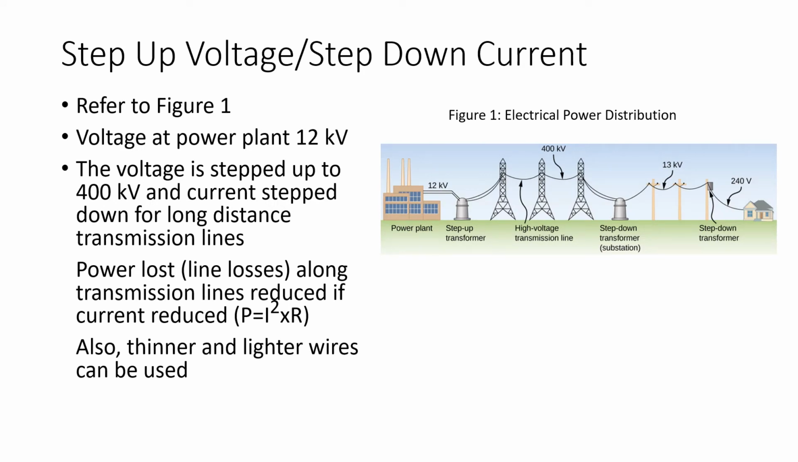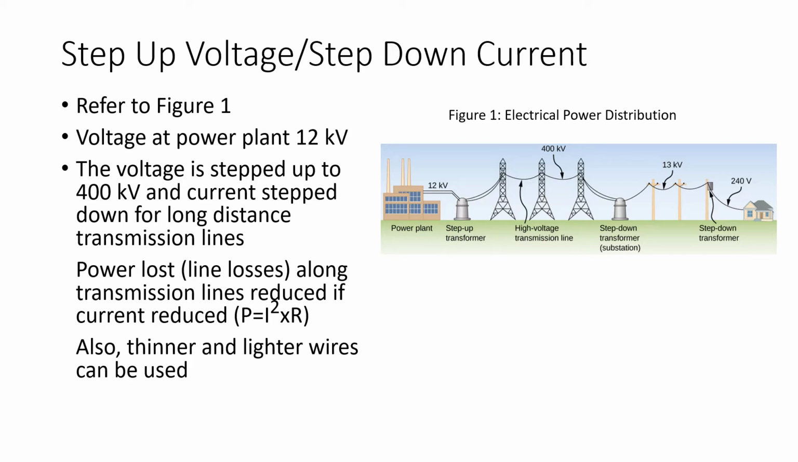Now, referring to figure 1, we see the generation of electrical power at the power plant, a step-up transformer, a step-down transformer, and another step-down transformer. And again, this provides us a good illustration of the use of step-up transformers. So at the power plant, we generate electricity at 12 kilovolts. Now that voltage is stepped up to 400 kilovolts to send along the high voltage transmission lines.